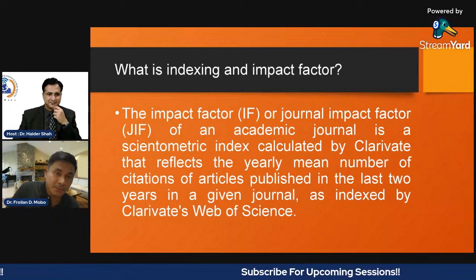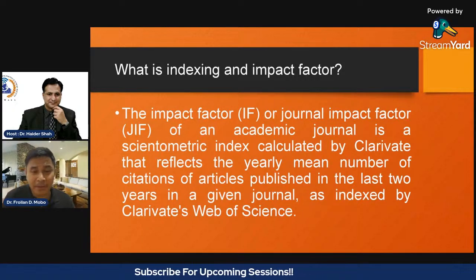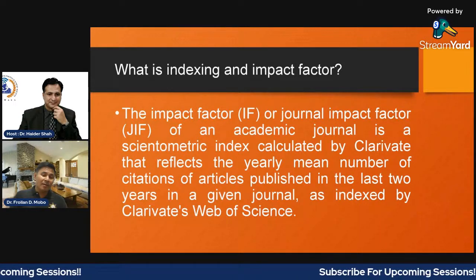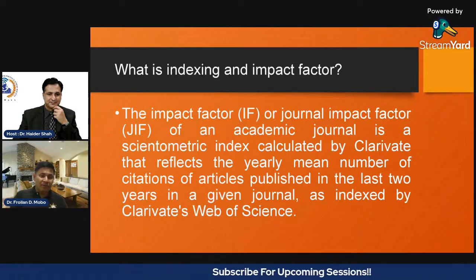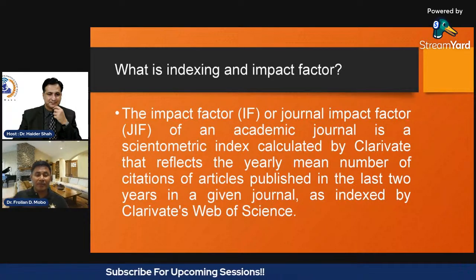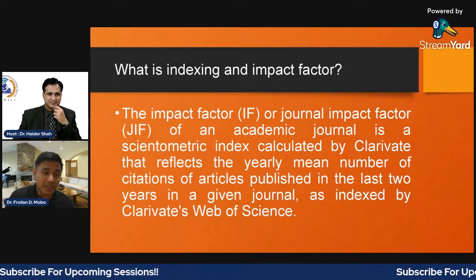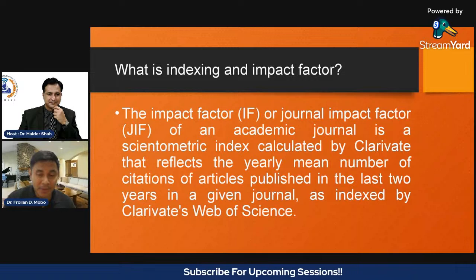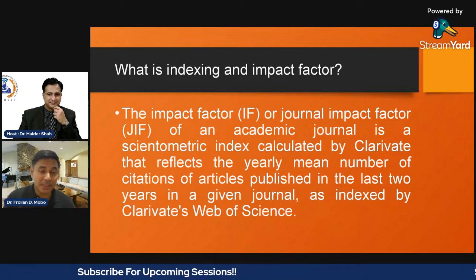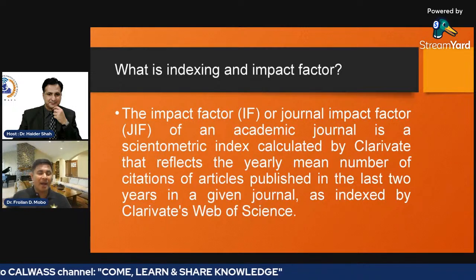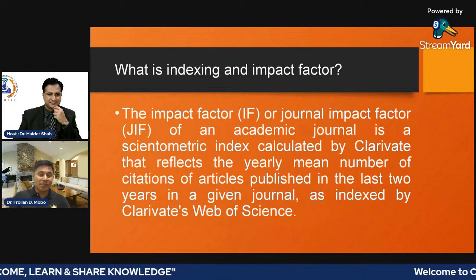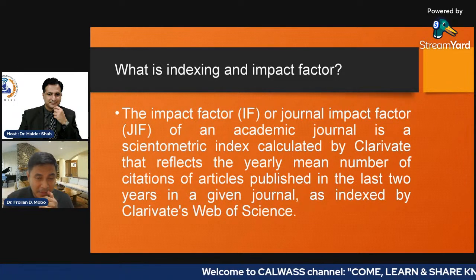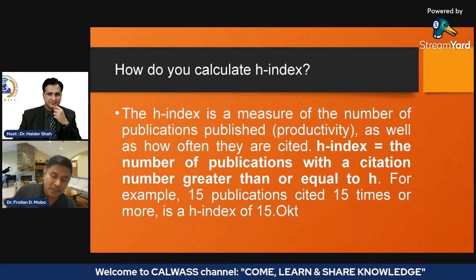So of course, what is the index and the impact factor? The impact factor, or journal impact factor, of an academic journal is calculated by Clarivate and reflects the yearly mean number of citations of articles published in the last 2 years in a given journal, which is indexed by the Clarivate Web of Science. That's why it's very important when you write your article that it be patronized by other databases connected to your particular area. But be careful on that from time to time.